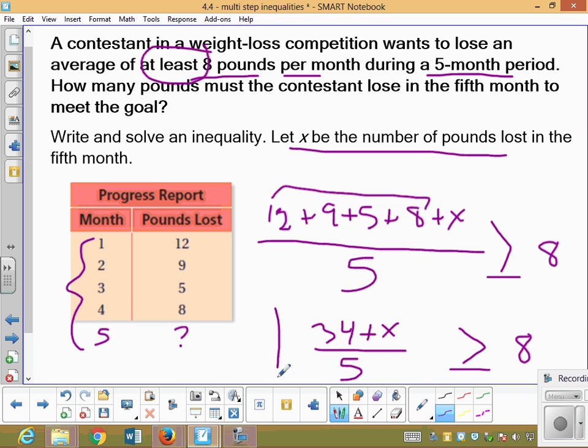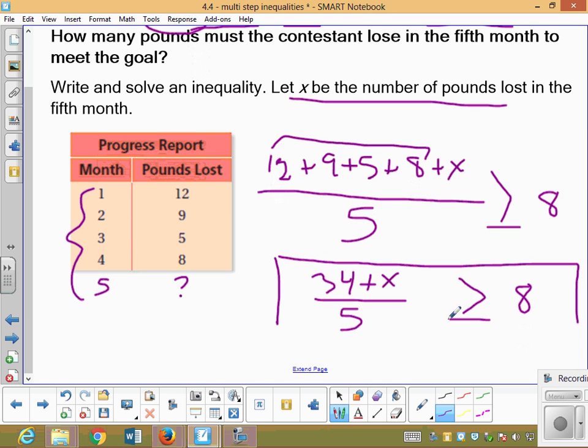So now we have our problem. And what we can do now is figure out how much they're going to lose for the 5th month. So to solve this, again, I'm going to isolate the x to get x by itself. I'm going to get rid of the number that's furthest away, which is the 5. So I'm going to multiply by 5 here and multiply by 5 there. This cancels. So now we have 34 plus x, sorry, is greater than or equal to, at least 40.